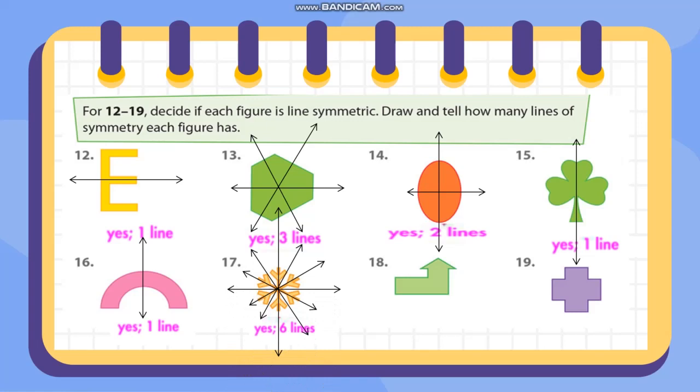Question number 18, obviously none. This figure is not aligned. This figure is not line symmetric, and has 0 lines of symmetry. And number 19, yes, this figure is line symmetric, and there are 4 lines of symmetry. So this is the first line of symmetry, the second line of symmetry, the third line of symmetry, and the fourth line of symmetry.